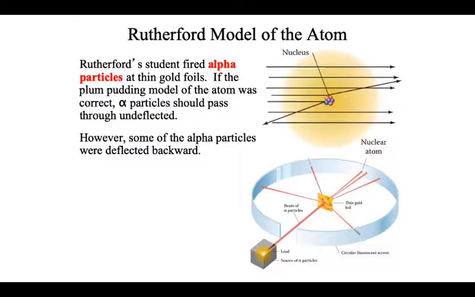Okay? So, particles bounced back, which then meant we changed our model and we get a nucleus. Okay? That nucleus is now where I have all of that positive charge. Notice there's 2 colors in that nucleus, right? Yeah, why are there 2 colors?